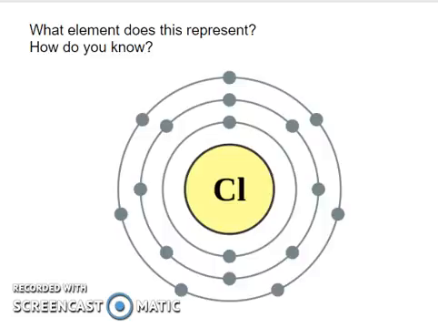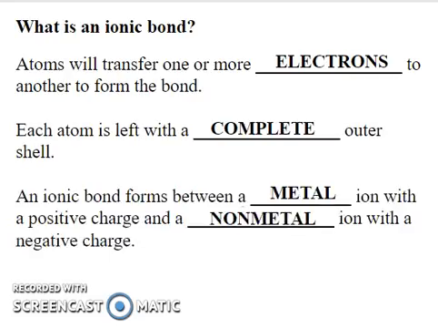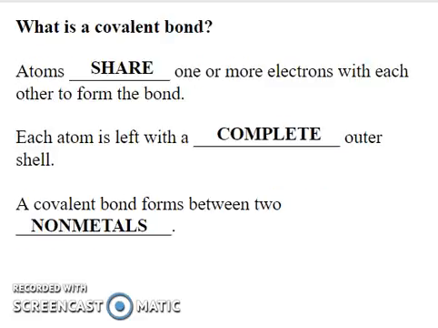So again, to review, if we're looking at an ionic bond, you've got the electrons that are being transferred. They're either being given or they're being taken, and it's between a metal and a nonmetal. And a covalent bond is where they are shared, which is a bond between two nonmetals. And that's what you need to know about bonding.